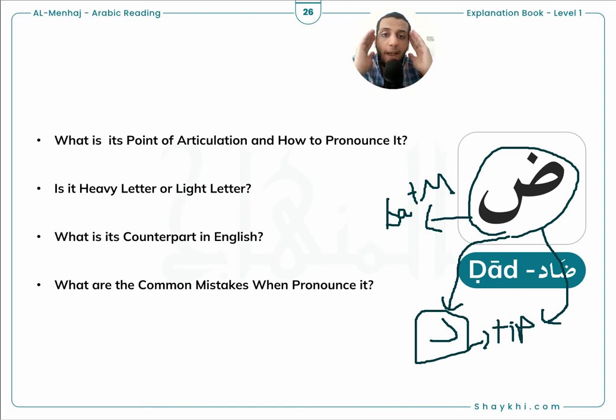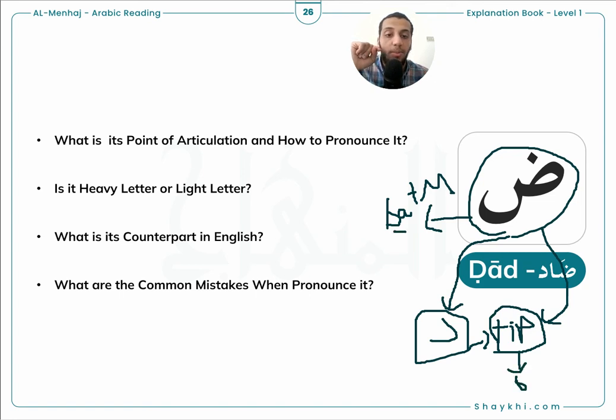So what is the difference if we imagine that there is a letter called heavy letter dal, and now we want to make a comparison between this heavy letter dal and letter dad? By the way, there is nothing called heavy letter dal. We just make this imagination to see the difference between them. As we said, the letter dal is pronounced from the tip of the tongue, with the opposite area, and the back of the tongue will be raised.